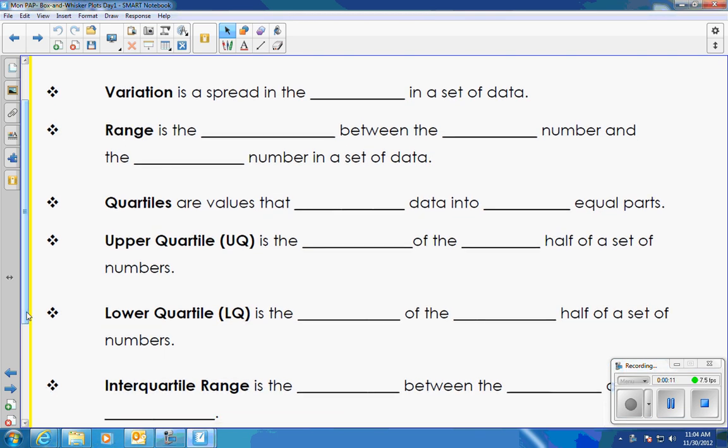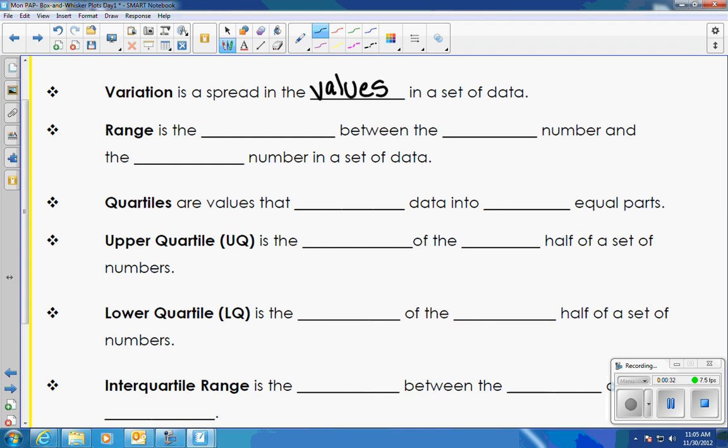So variation is the first one. Sorry, my pen wasn't writing. Okay, so variation is a spread in the values in a set of data.